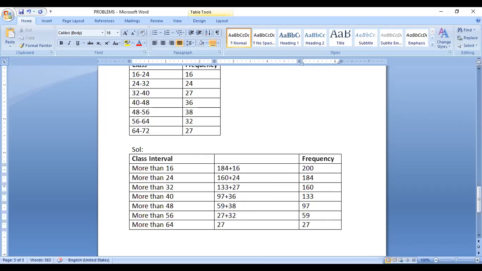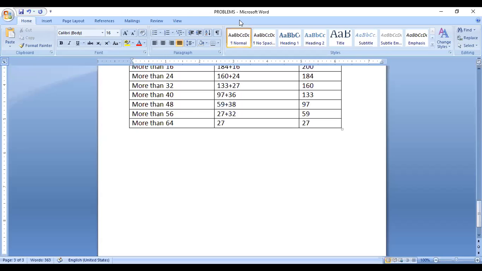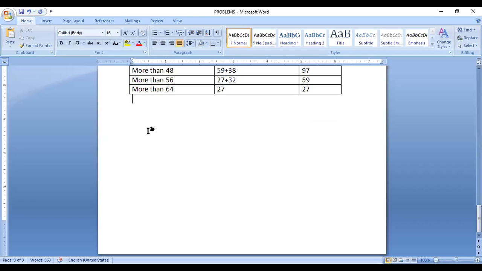So like this you have to arrange the more than table. With the help of the more than table also you can arrange the frequency distribution table. I hope you understood. In this way, with the help of classes, you can arrange the more than frequency table. Okay. So up to now 9 problems have been completed.